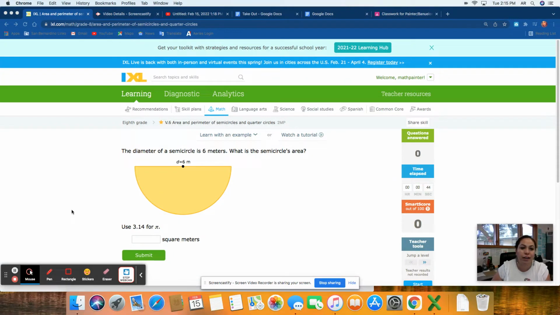This tutorial covers B6, area and perimeter of a semicircle and quarter circle. So we've been talking about circles. Now we're going to talk about semicircles, which are half of the circle, and quarter circles, which are 1/4 of a circle.